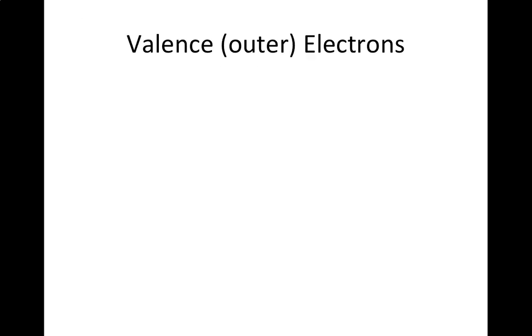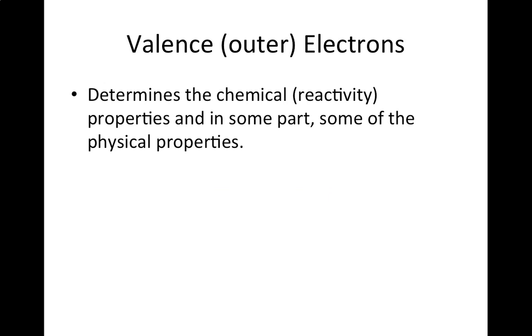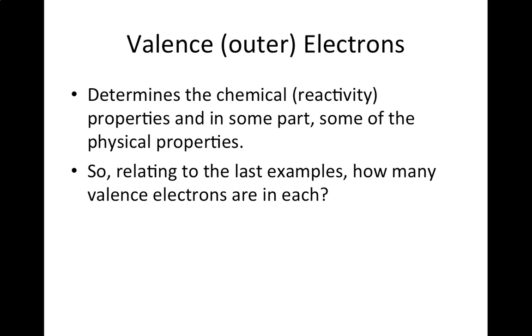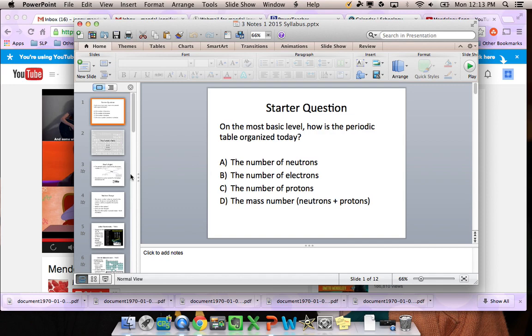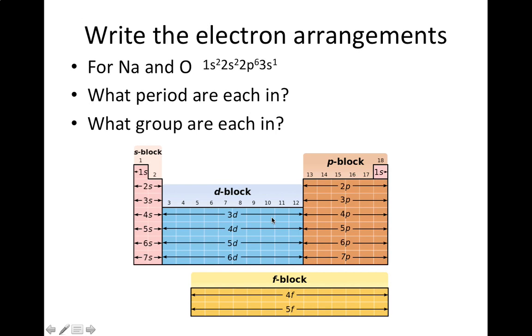The valence electrons, remember, are the outer electrons, so the ones that are furthest from the nucleus. They determine the chemical reactivity properties and, in some parts, some of the physical properties as well. So relating to that last example, how many valence electrons are in each of them? We talked about that. Since sodium is in the first group, that means it will have 1 valence electron. And since oxygen is in the 6th group, it will have 6 valence electrons.